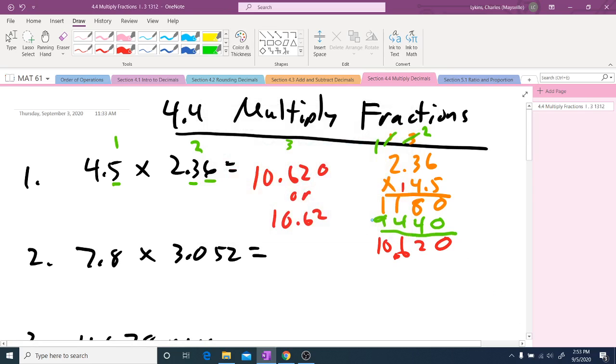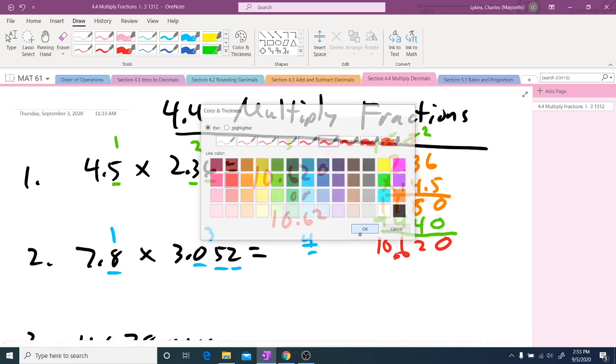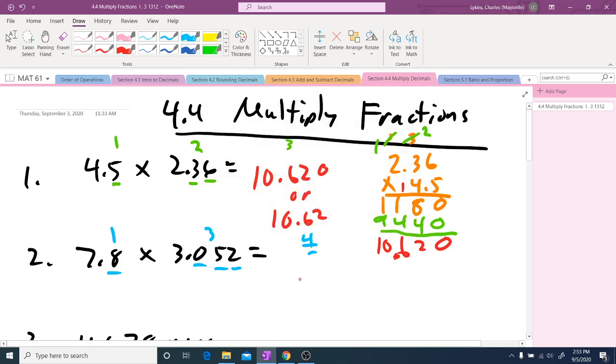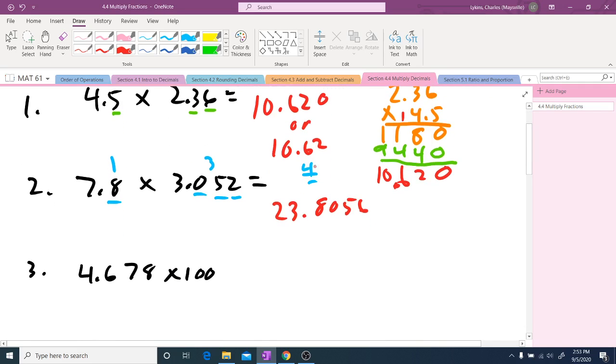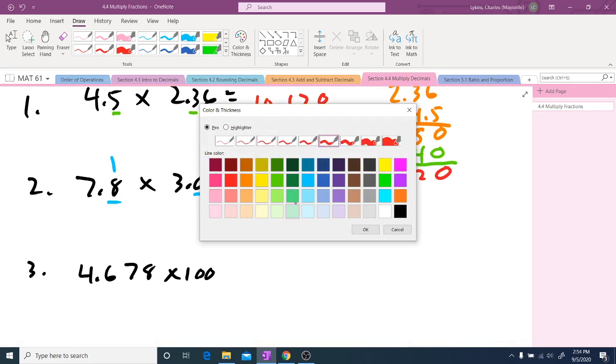So my next one I'm going to do, I've got 1 decimal spot, but then I've got 3. So my answer I know is going to have 4 in it. If you take your calculator and multiply these out, you actually get 23.08056, which most of the time on our calculators we're going to have the correct decimal spot.